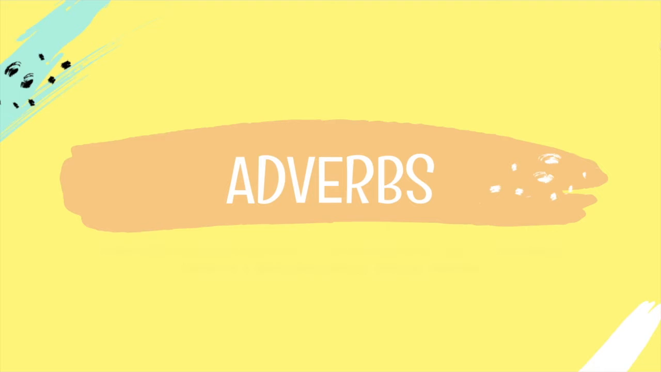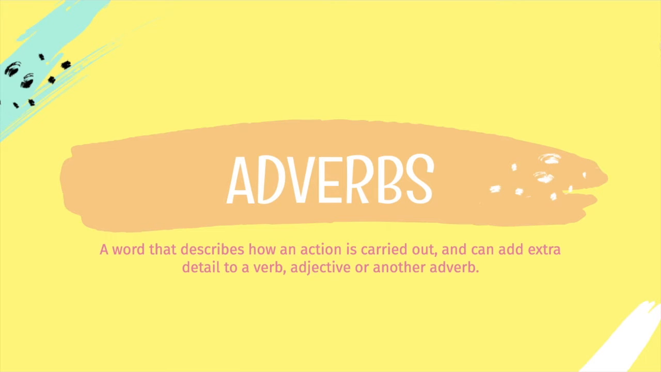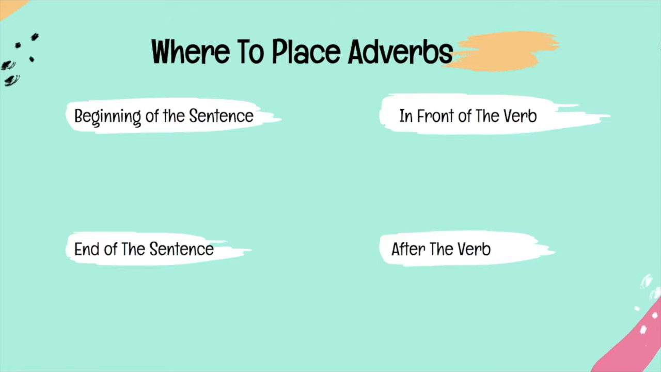Now, let's look into what an adverb is. An adverb is a word that describes how an action is carried out and can add extra detail to a verb, adjective, or another adverb. Now that we know what an adverb is and what a verb is, we should look into where to place adverbs. First, we have at the beginning of the sentence, such as sometimes he wishes it was hotter. The adverb here is sometimes, and the verb it's describing is wishes.